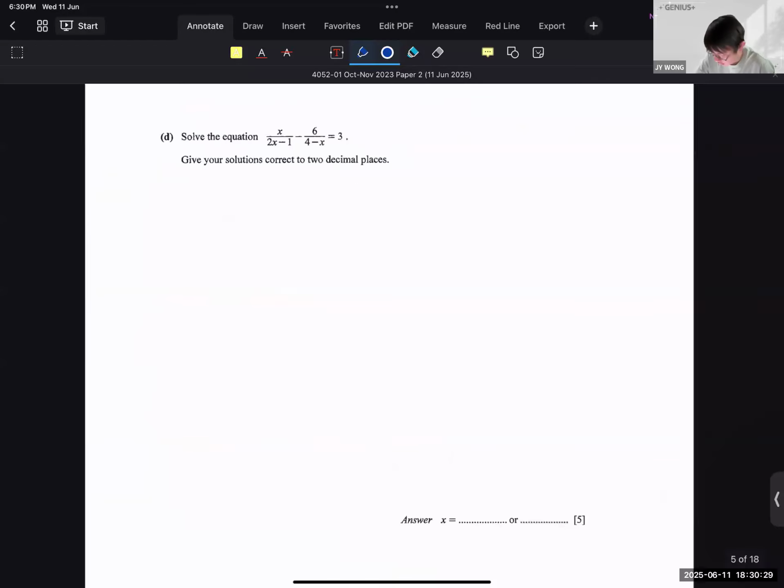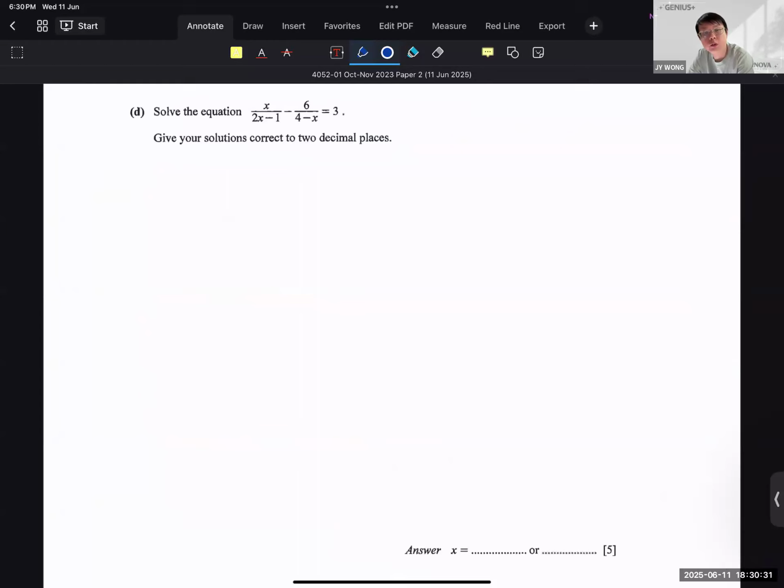Then after that, part D, they give you another 5 marks. Every time you see correct to 2 decimal places, Junhao, what do you think this question will eventually become? What kind of equation do you think you eventually get from the fractions that you see here? You will end up with a quadratic. Then how am I supposed to solve the quadratic?